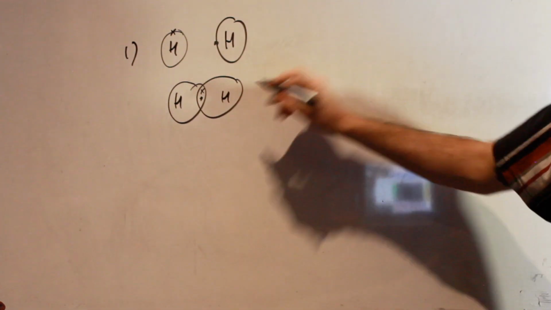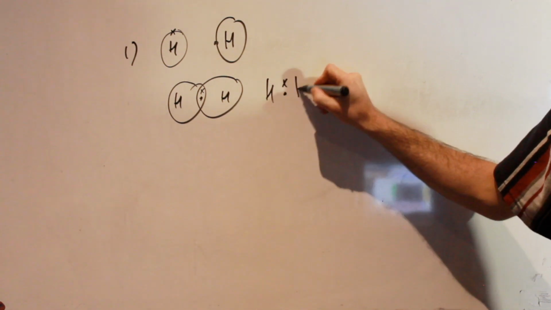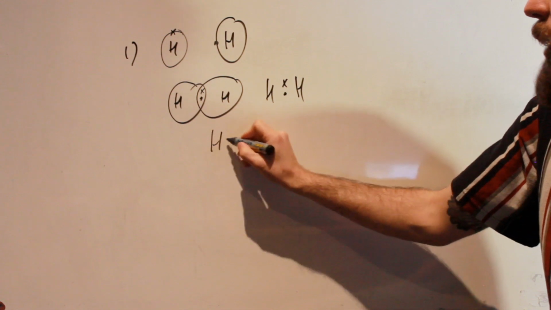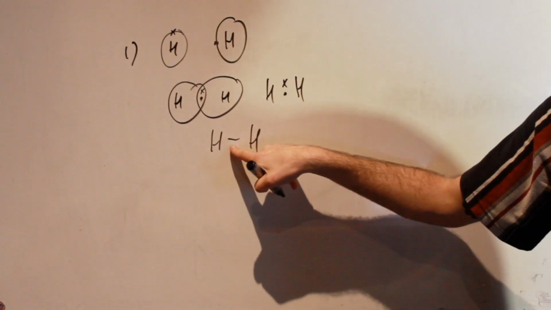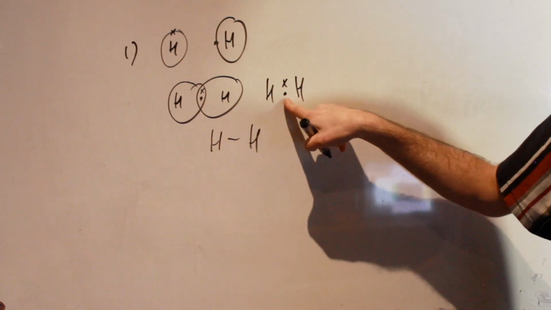Other ways that you can represent this, you don't need the circles, you can just do it like that, showing the bond between it. You can also show it with a line, and this is how you're going to show it most commonly, where one line represents a covalent bond, so that's the sharing of 2 electrons. So one covalent bond has 2 electrons being shared.